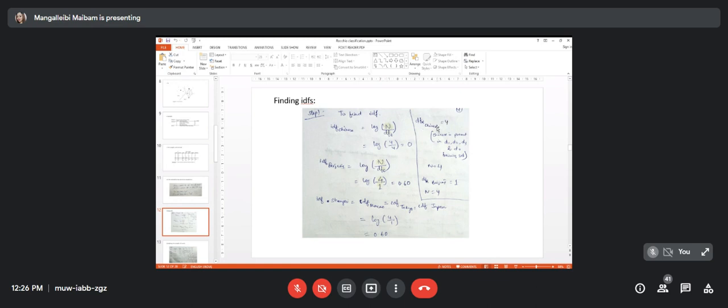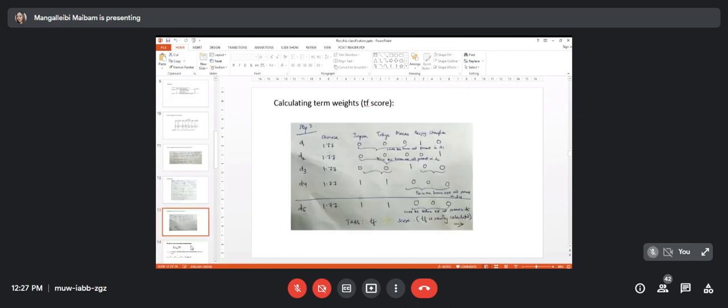So the document frequency for Chinese is 4. Explanation is also given in this calculation. Since Chinese is present in D1, D2, D3 and D4, the DF for Chinese is 4. Capital N is the total number of documents in our collection, which is 4. The document frequency for Beijing is 1. The explanation is given here, so from this also you can check how it is calculated.